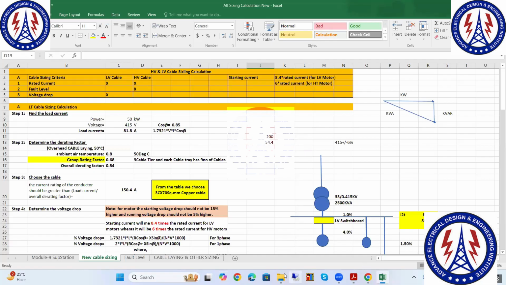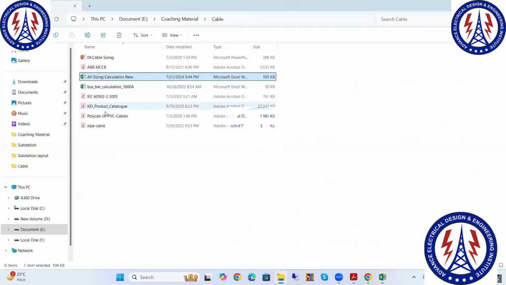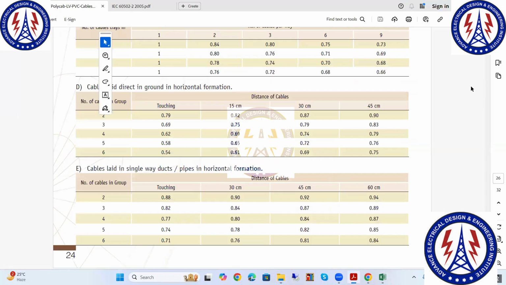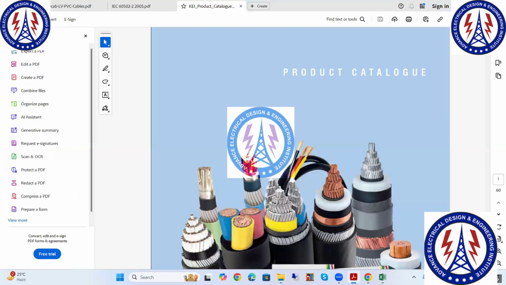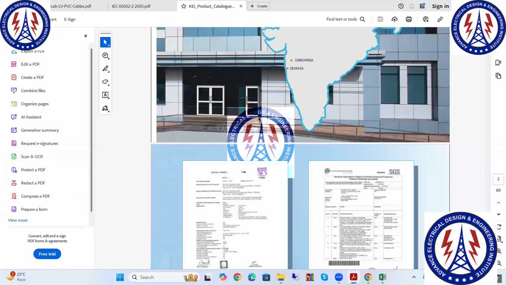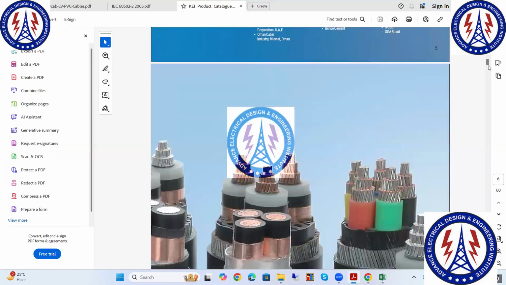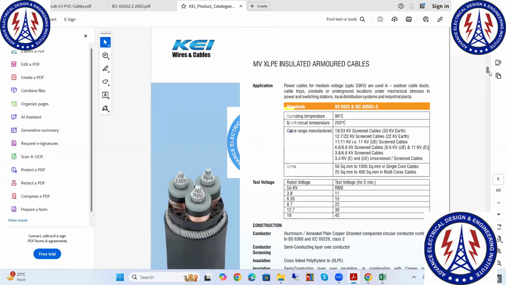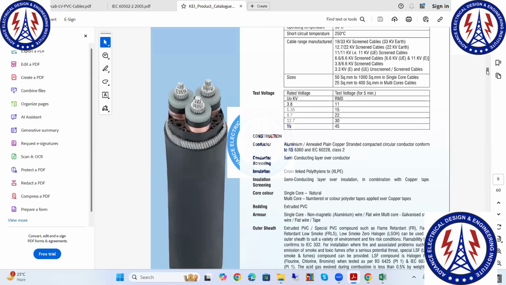Let me explain something on the ST cable as well, so that things will not be skipped. The first point is, whenever we are downloading any catalog, first look at the standard which the cable manufacturer is following. So this is based on the IEC. Always remember to track this. In the ST and LT, the difference is only the insulation. When the voltage increases, current decreases, but the insulation requirement over the conductor will increase. Means the insulation thickness will increase.